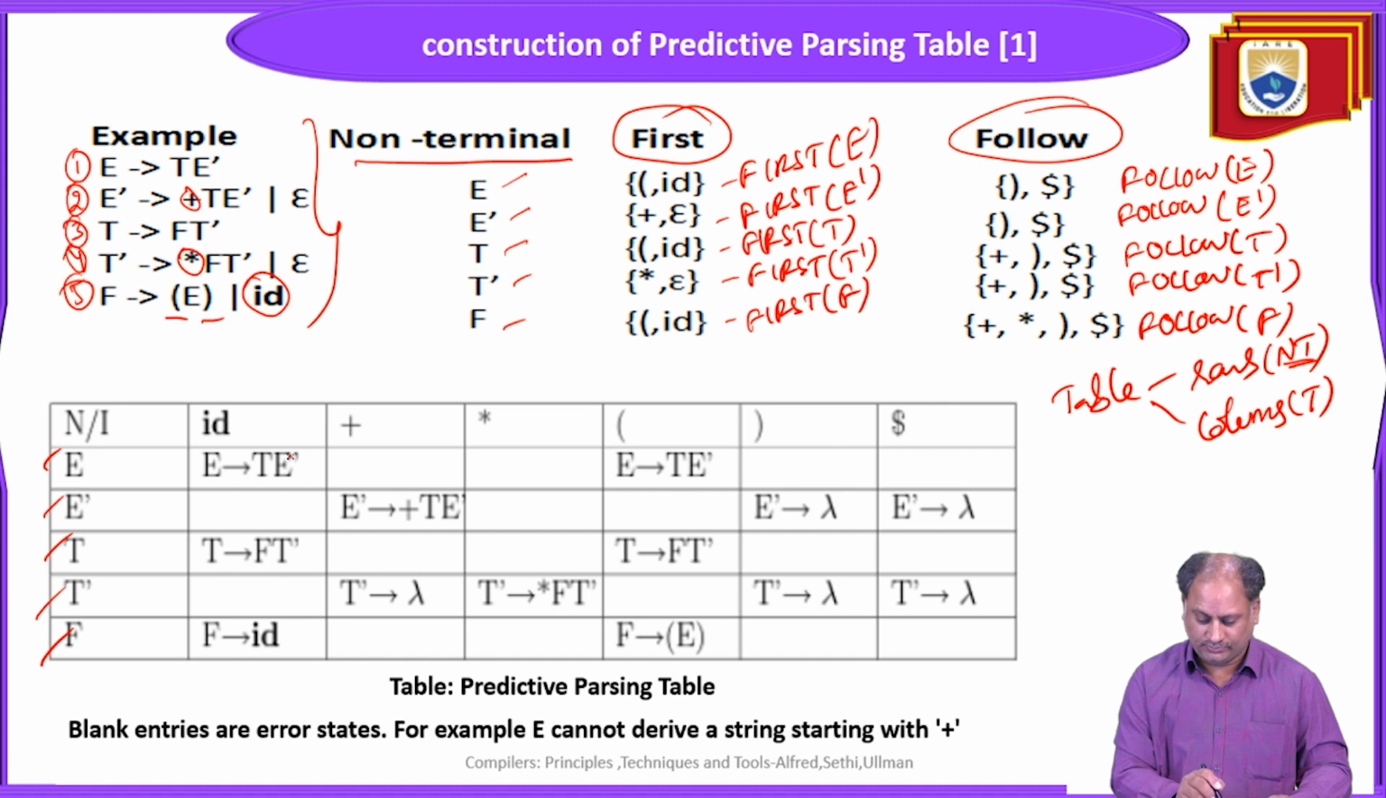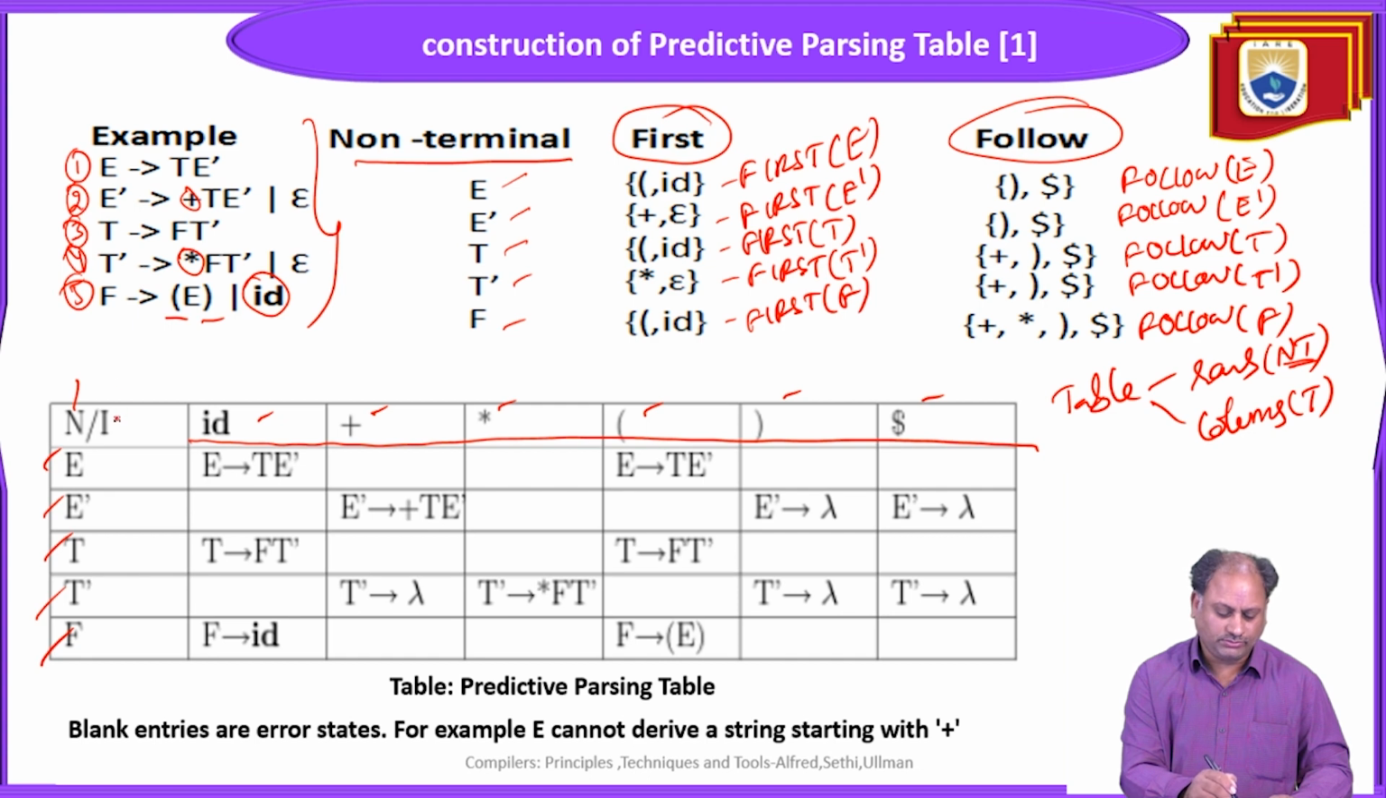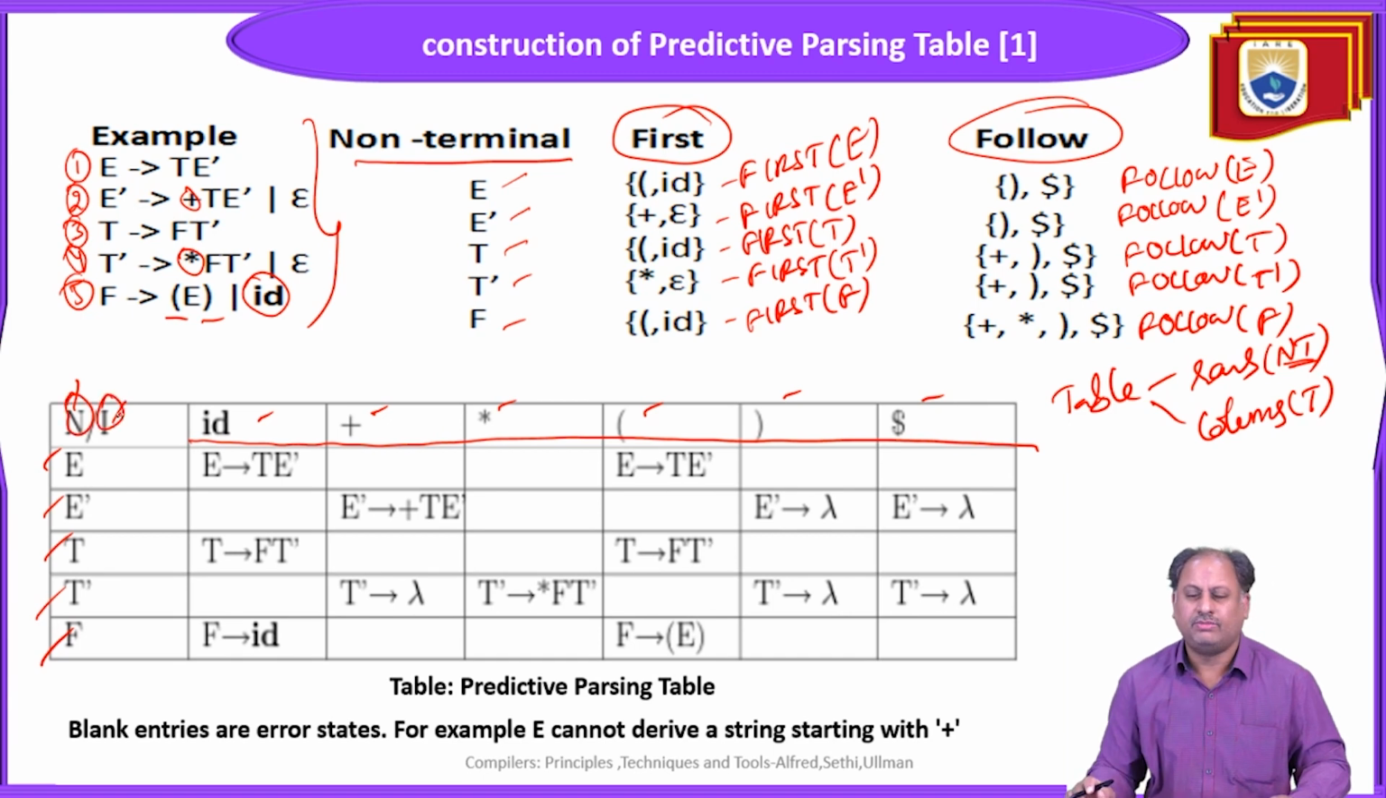These are the terminals which are available: ID, plus, star, left parenthesis, right parenthesis, and we have to include dollar. These are the computations to be written, with non-terminals across the rows and terminals across the columns.